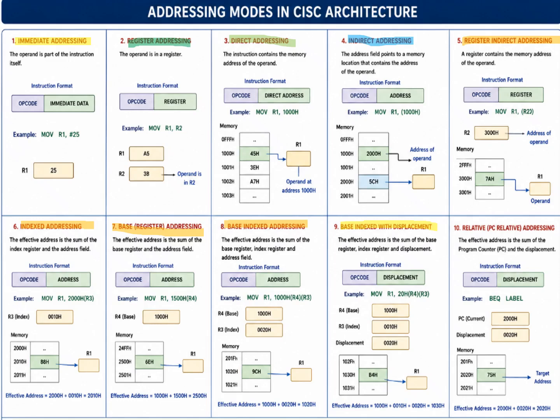The next one is PC relative addressing. PC means program counter. The effective address is the sum of the program counter and the displacement. Here the PC is 2000 and the displacement is 0020H. Both are added and we get 2020H. The 2020H has the value 75H, which is the target address, the output.